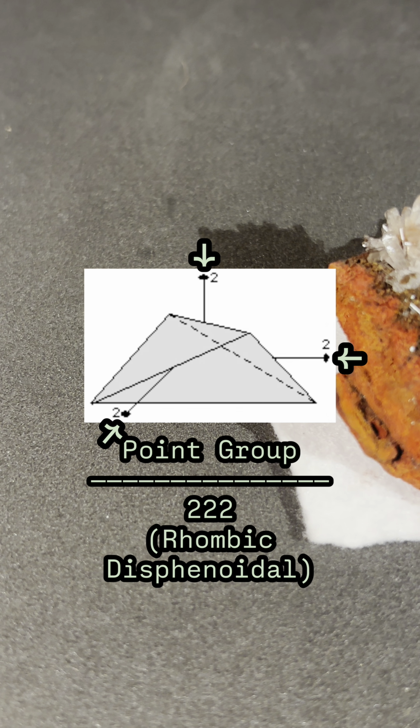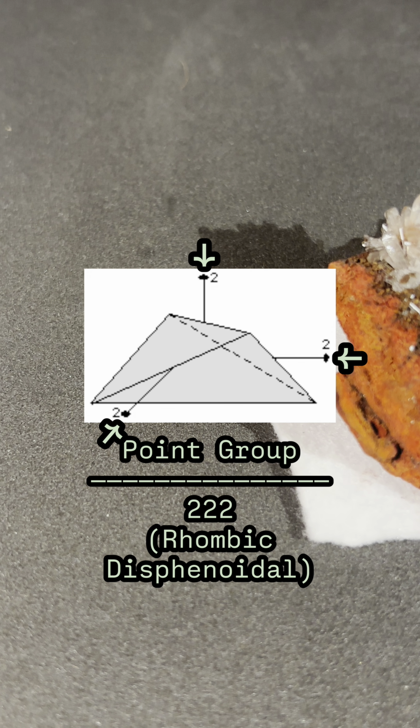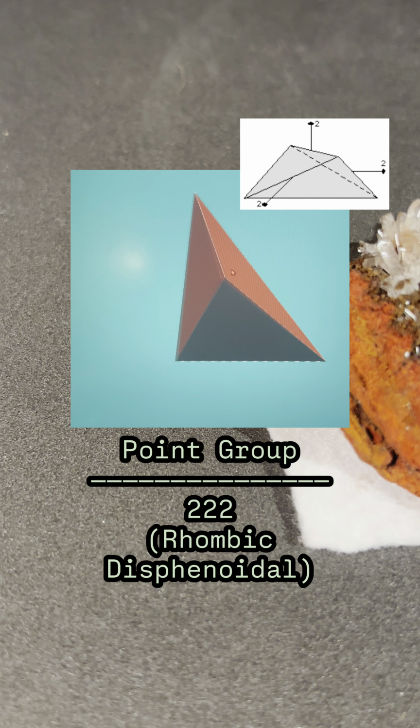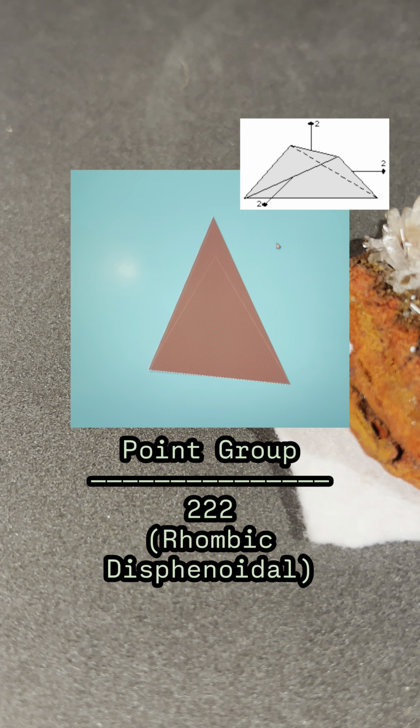This represents the 3 perpendicular two-fold rotation axes that make up this point group. This dashed line is an edge behind the object. In this simulation of that shape, you can see how it's like a squashed tetrahedron.